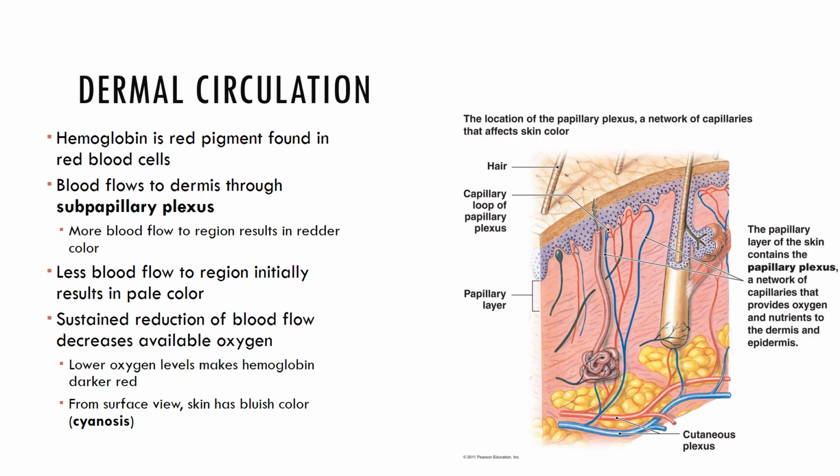And you can see hemoglobin is the red pigment here, and less blood flow to an area would be pale color, or if you have a sustained reduction of blood flow, would decrease the availability of oxygen. Lower oxygen levels makes hemoglobin darker red. So from the surface view, our skin would have a bluish color and could be indicative of cyanosis.